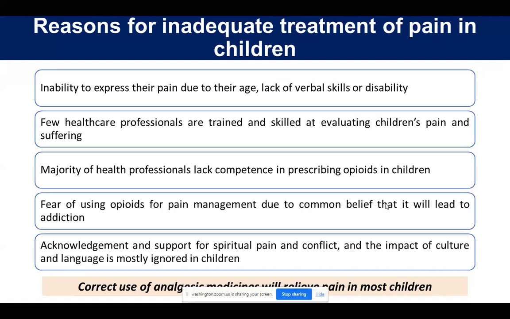The majority of health professionals lack competence in prescribing opioids in children. There is a fear of using opioids for pain management due to the common belief that it will lead to addiction. But when the child is dying, how can he or she be addicted? So give the appropriate dosage of opioids to children, not a lower dose, because they get no benefit from the lower dose and the pain is not going to go away. Acknowledgement and support for spiritual pain and conflict, and the impact of culture and language, is mostly ignored in children. Correct use of analgesic medicine will relieve pain in most children.